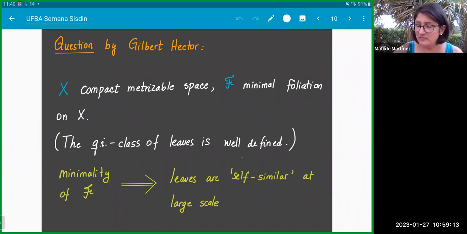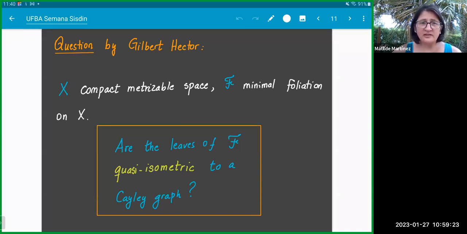So they are also spaces that broadly look alike everywhere. So the question by Hector was, are the leaves of a foliation quasi-isometric to a Cayley graph? So is this other kind of space, which is very much a self-similar thing, quasi-isometric to a Cayley graph? Hector was pondering this question while he was trying to understand some kind of equivalence between pseudo-group actions, which are the kind of transverse dynamics of a foliation, and group actions, okay?